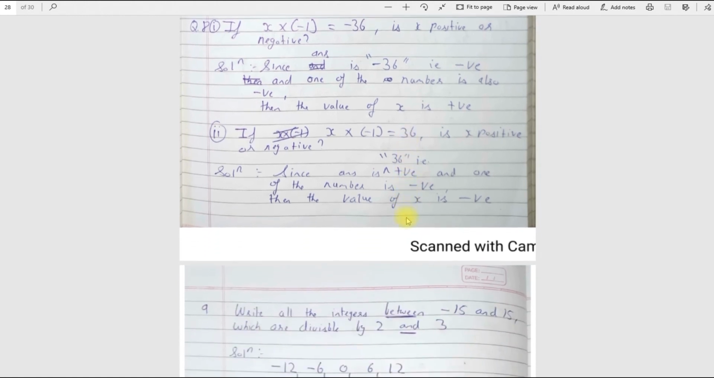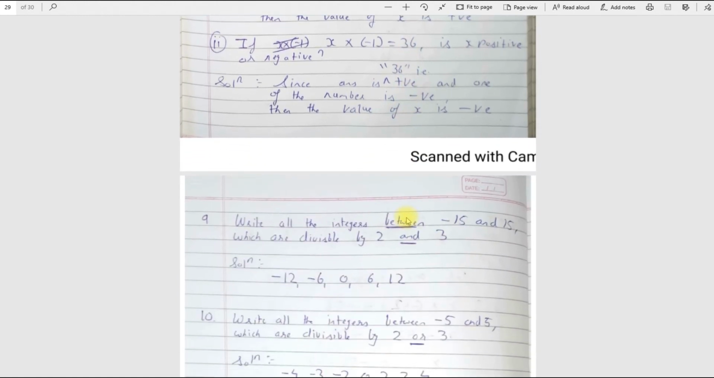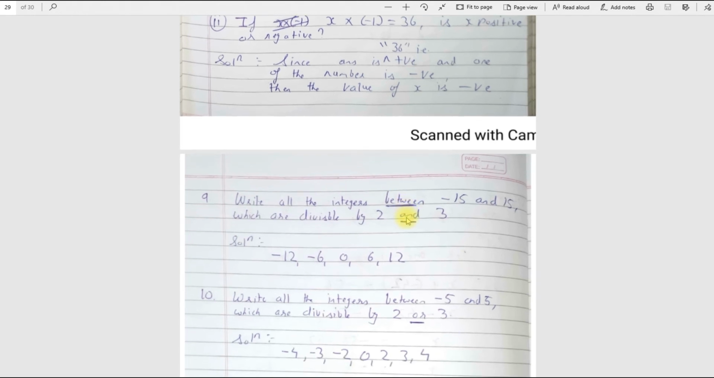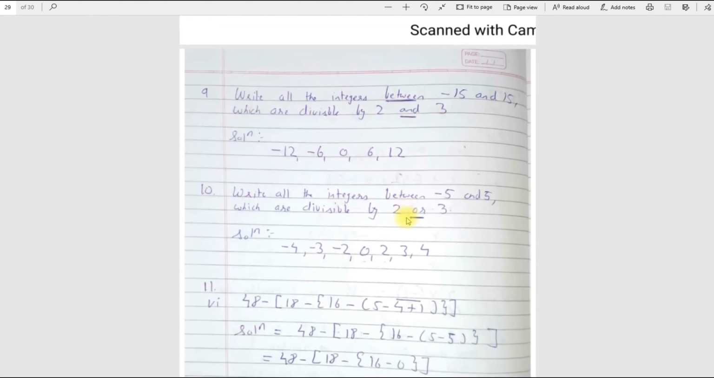It's very easy. You should understand some basic laws which I have explained in earlier videos. Next, write all integers between minus 15 and 15 which are divisible by 2 and 3. So here a little bit of English concept you should use. You should understand the words that are written over here. They are saying between. You can see I've underlined it. Between means what? दो के बीच में.